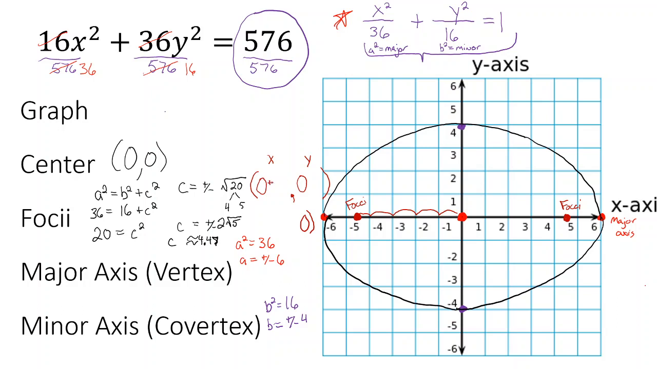Then over here, I'm going to add or subtract the c value. And we have the c value right here as plus or minus 2 root 5. So if I simplify that, the foci's coordinates are plus or minus 2 root 5. Okay, foci.